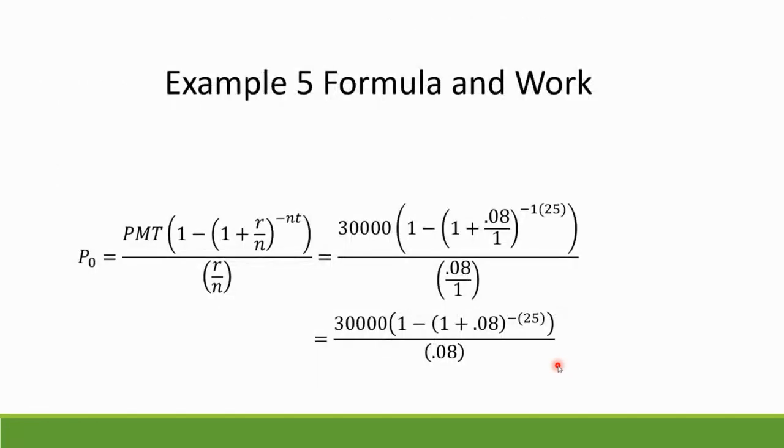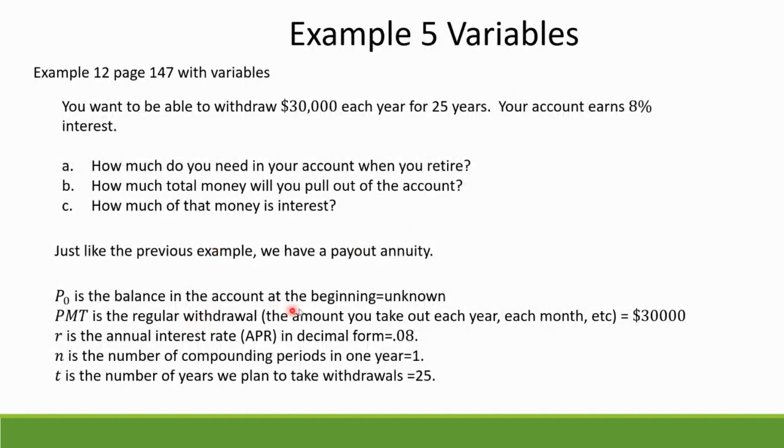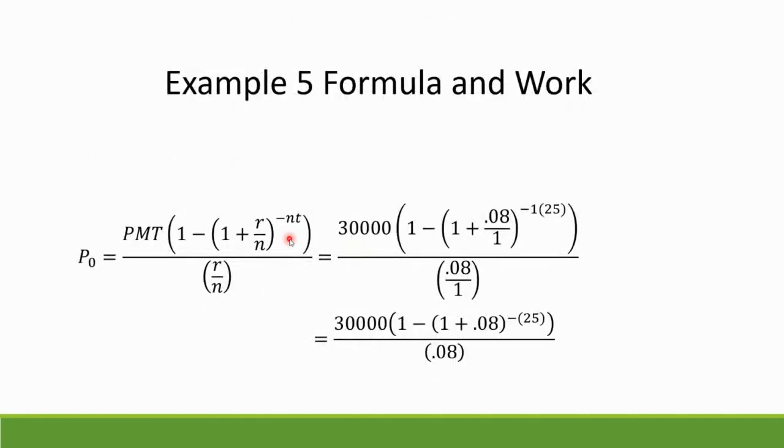So we use our formula. I did email the notes, so everyone should have these. So we have $30,000, right? That's the PMT. That's our regular withdrawal. r is our interest rate as a decimal. We said n is 1. t is 25.